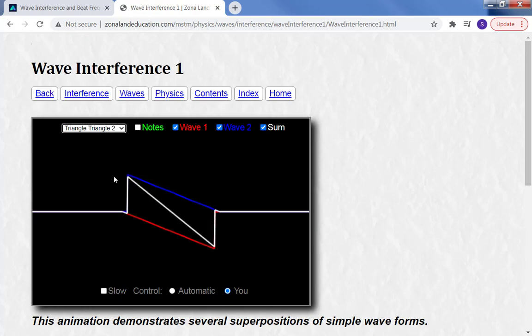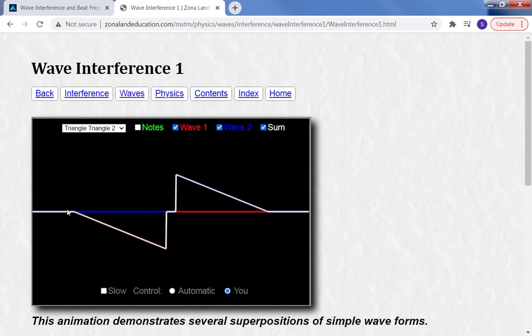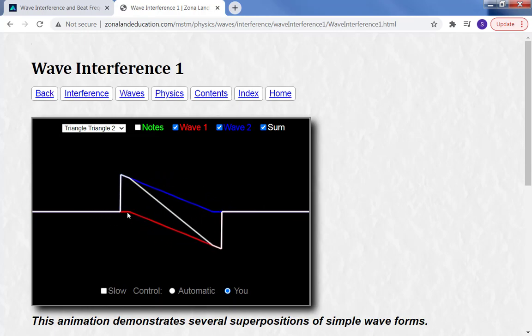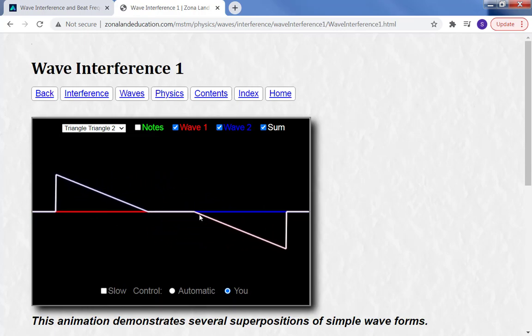If I go to triangle 1 and triangle 2, separate them, you can see one is up and one is down. So when they start adding together, I get something smaller. And that is what interference is. It's the addition of two waves or two things together.